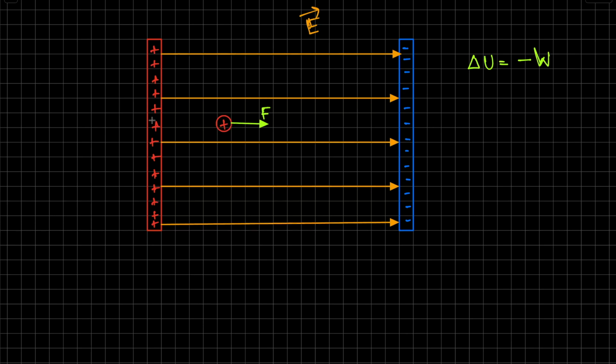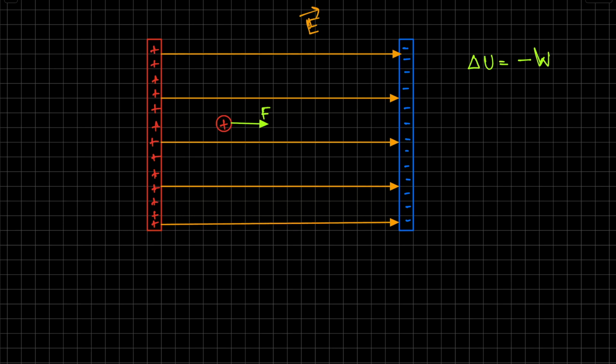When you try to move it towards the positive charge, you are doing some work, and this work would be stored in this positive charge as its potential energy. This is our equation, delta U equals minus work done, negative of the work done.